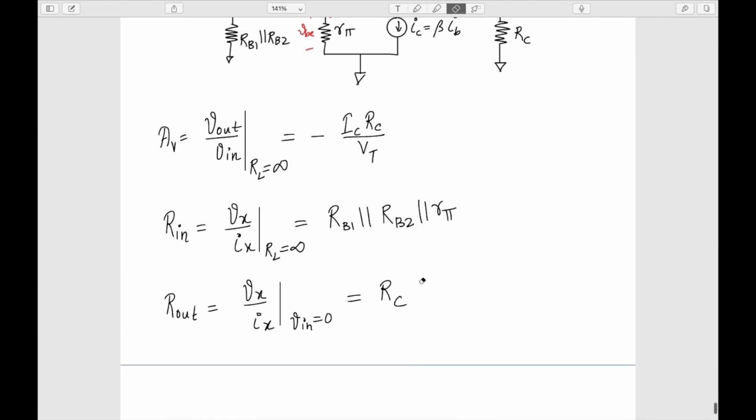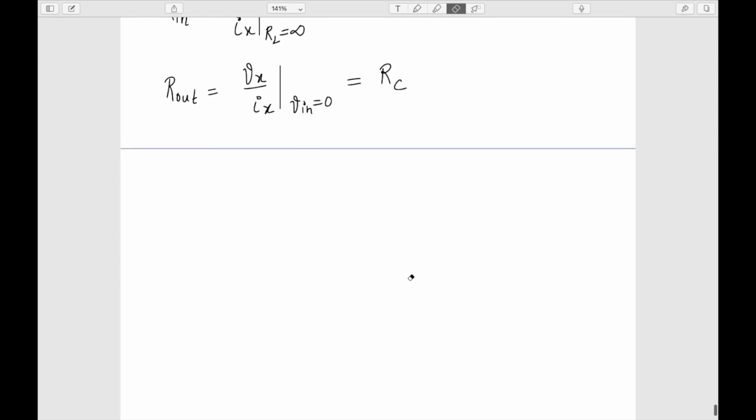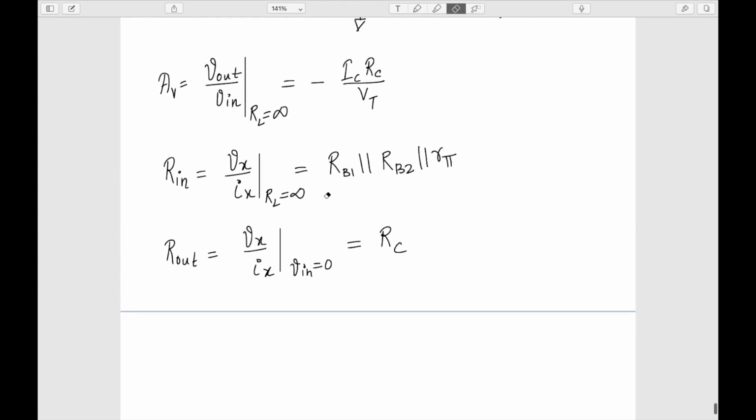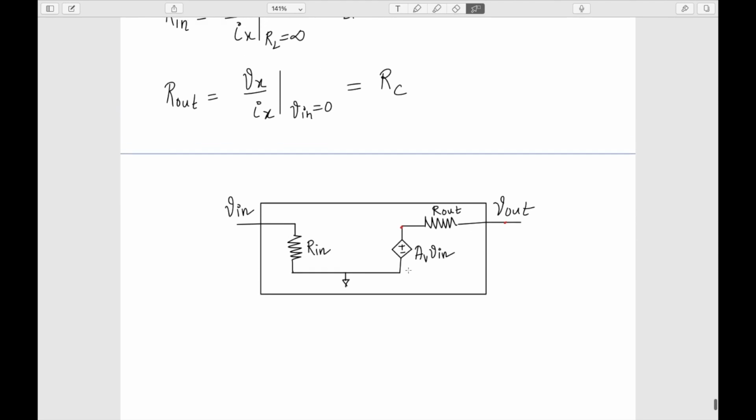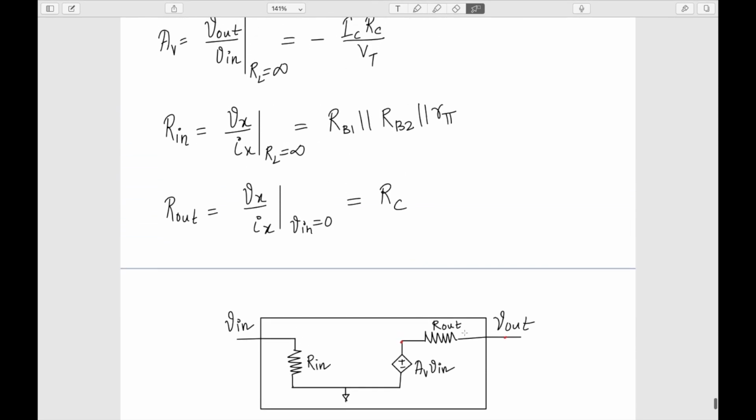So now let's write it down. This is my common emitter amplifier, this is how it looks, and these are the three parameters. The AV is given by minus RC by VT, R in is RB1 parallel RB2 parallel R pi, and R out is RC.